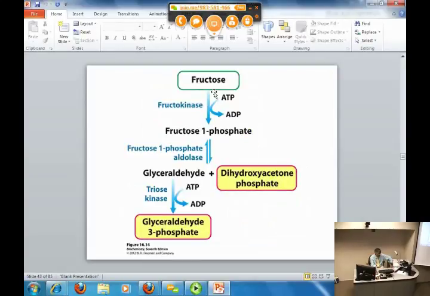Now, how the fructose is converted: these are fructose 1-phosphate and glyceraldehyde, and how they are entering the glycolytic pathway.